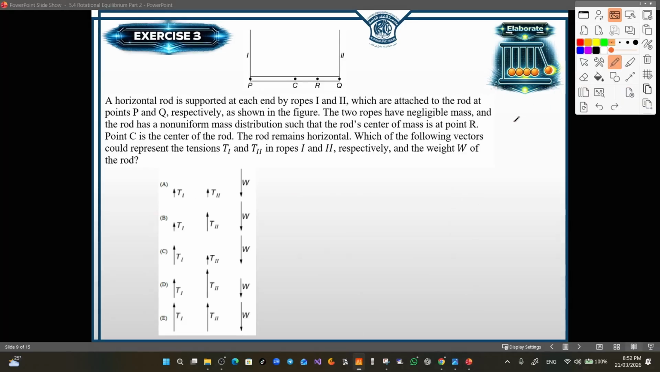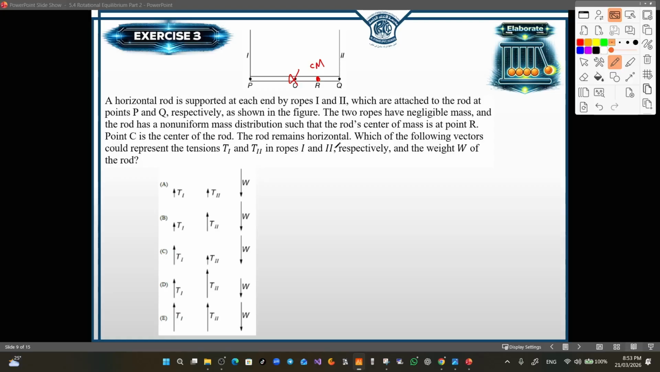Now, exercise 3. A horizontal rod is supported at each end by ropes 1 and 2, which are attached to the rod at points P and Q respectively. As shown in the figure, the two ropes have negligible mass, and the rod has a non-uniform mass distribution such that the rod's center of mass is at point R. Due to the non-uniform mass distribution, the center of mass is not C anymore, it will be R. Point C is the center of the rod. It's exactly located at the middle of the rod.